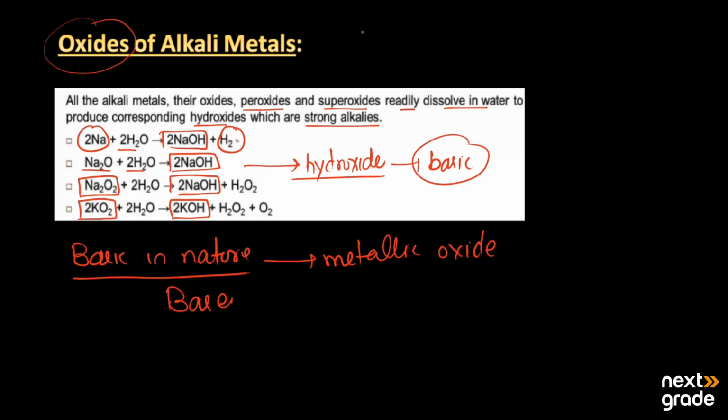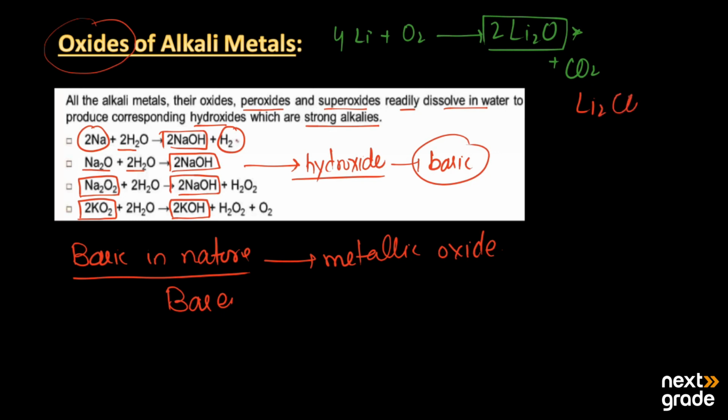And another example: when lithium reacts with oxygen, it just forms the simple or normal oxide. This is known as lithium oxide. By balancing this, we get lithium oxide, which is a normal oxide. It only burns in the air to form the normal oxide, which is basically a white solid. After that, when the lithium oxide is further exposed to carbon dioxide, it changes into the carbonate, which is lithium carbonate. So these are the simple oxides of the alkali metals.